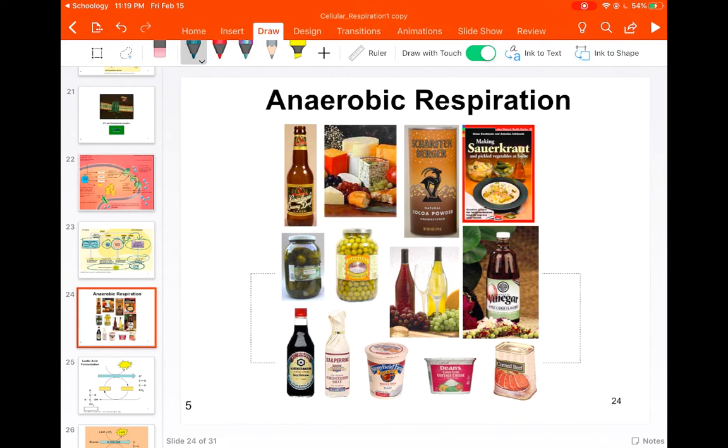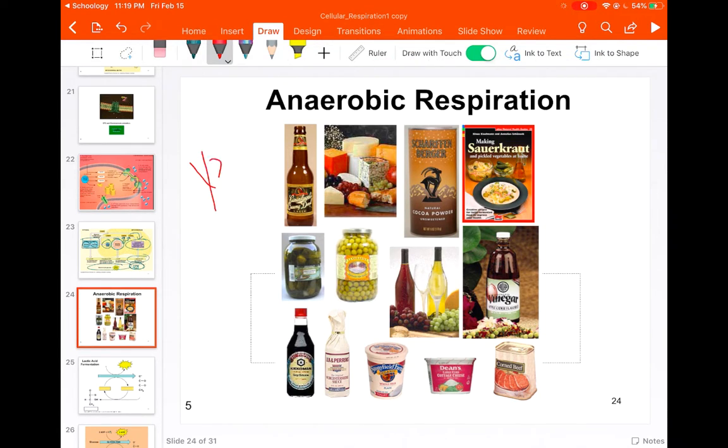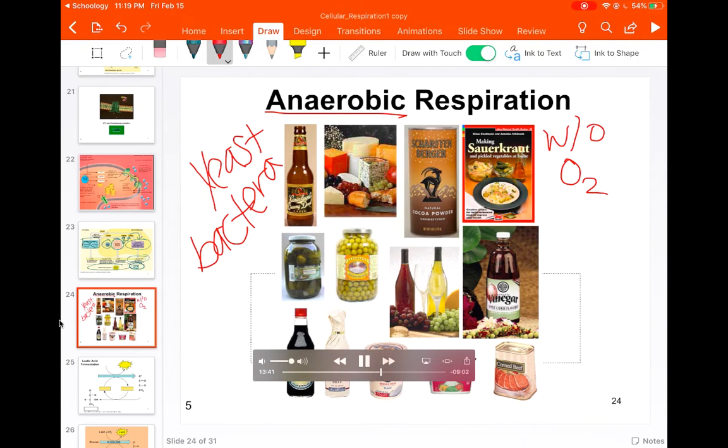Now, we aren't the only ones that do anaerobic respiration. It is done by yeast and bacteria. Even when we do anaerobic respiration, it's the bacteria that lives inside of us that does it for us, okay? We biologically cannot do that. It's our Streptococcus bacteria that will do it. Now, another thing you need to remember, because this is anaerobic respiration, meaning it's happening without oxygen, it's not happening in the mitochondria. It's happening in the cytoplasm.